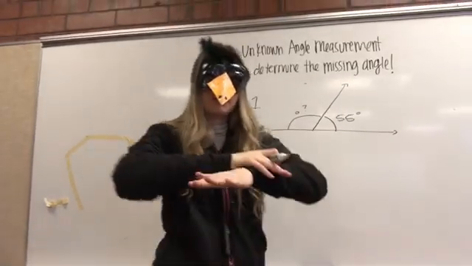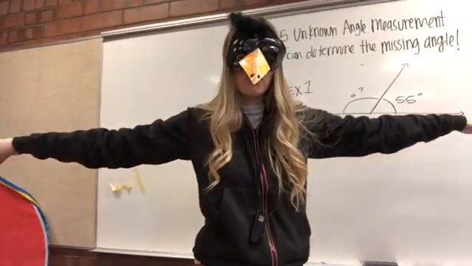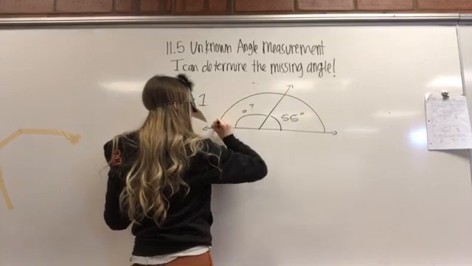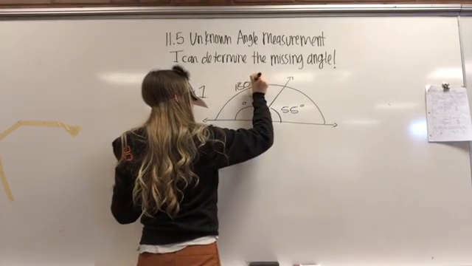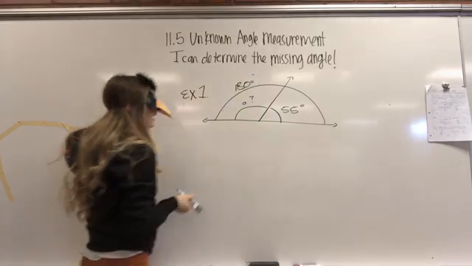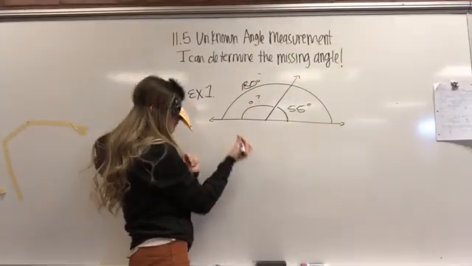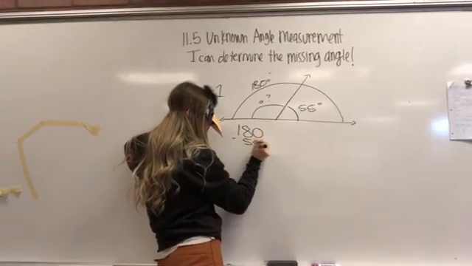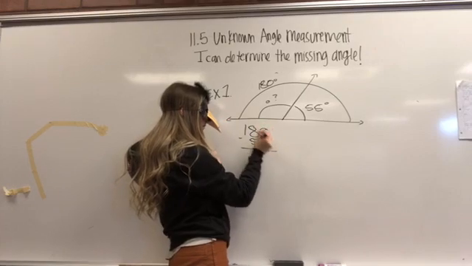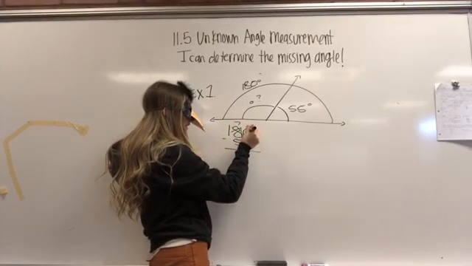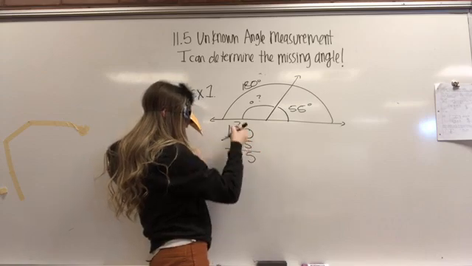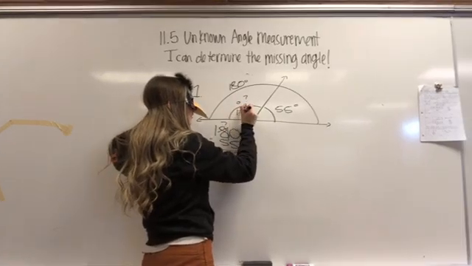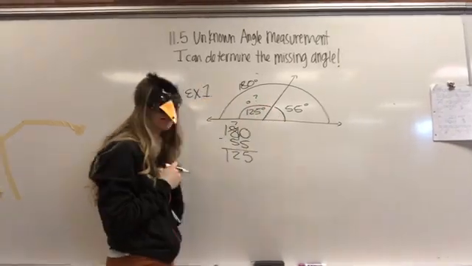So if you remember, a straight line, or half of a spin, is 180 degrees. So this whole thing is 180 degrees. Remember, half of a circle is 180. Okay? So how do we figure out this missing degrees? Well, we take our total, 180, and we minus what we know, which is 55. So let's subtract. We can't do 0 minus 5, so we borrow. 10 minus 5 is 5. 7 minus 5 is 2. 1 minus 0 is 1. So this missing degrees is 125 degrees.